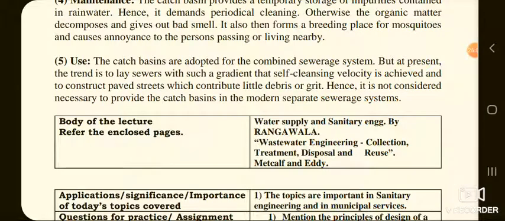Now, what is the use of these catch basins? The catch basins are adopted for the combined sewerage system, but at present the trend is to lay sewers with such a gradient that self-cleansing velocity is achieved, and to construct paved streets which contribute little debris or grit. Hence, it is not considered necessary to provide the catch basins in the modern separate system.